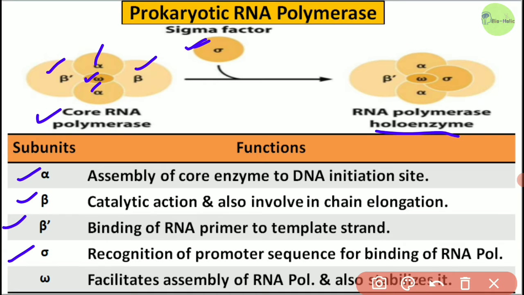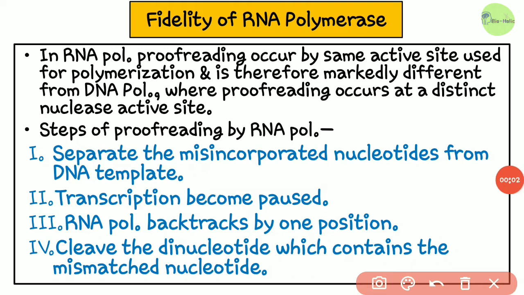Okay, and the omega factor facilitates the assembly of RNA polymerase and also stabilizes that assembled RNA polymerase. Okay, if I'm talking about the fidelity of RNA polymerase, then unlike the proofreading mechanism of DNA polymerase, RNA polymerase does not have that type of proofreading activity.